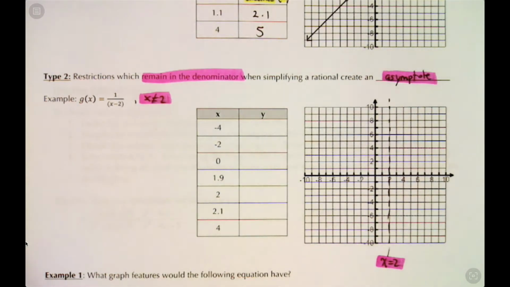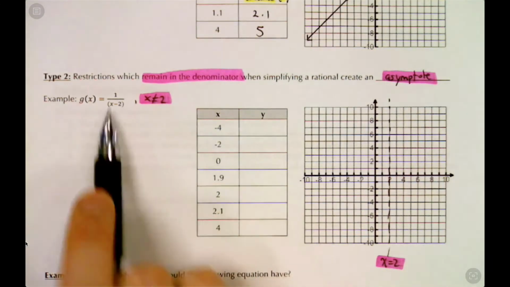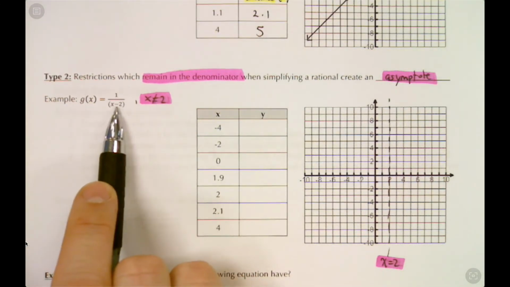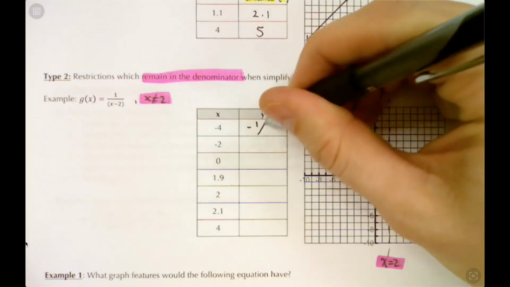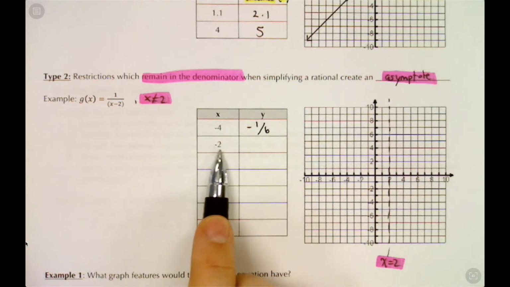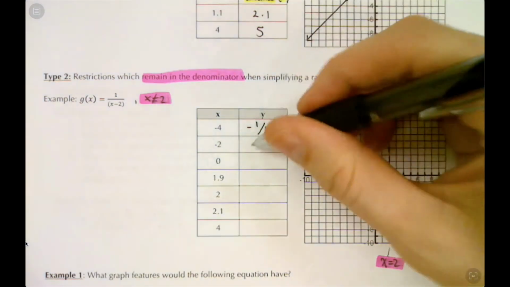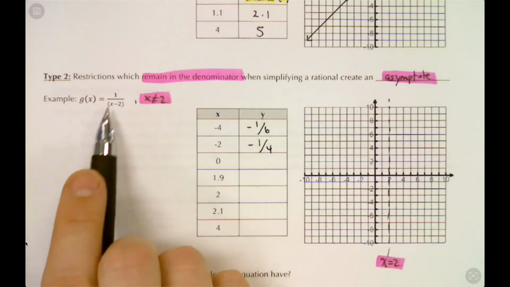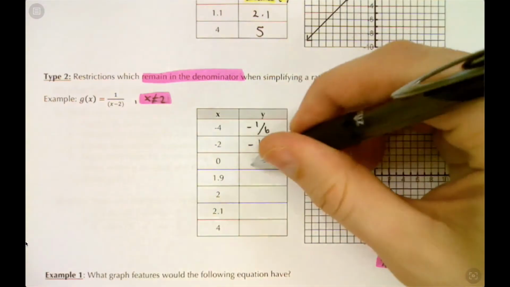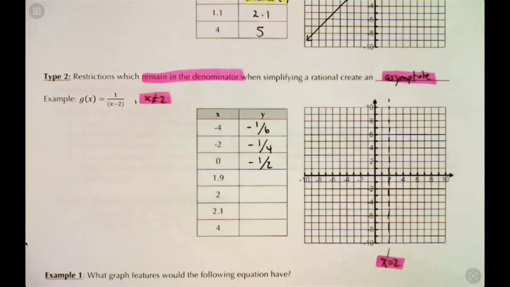So let's plug some numbers into this function, get some y values, we'll plot them, and then you can kind of see how we know this is an asymptote and not a hole. So negative 4, if we plug it in, we get 1 over negative 4 minus 2 is negative 6. 1 over negative 6 would just be negative 1/6. If we plug in negative 2, we get negative 4 on the bottom. So we have 1 over negative 4. If we plug in 0, we get negative 2 on the bottom, negative a half.